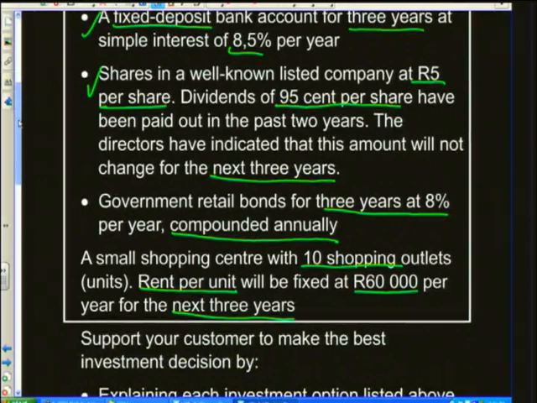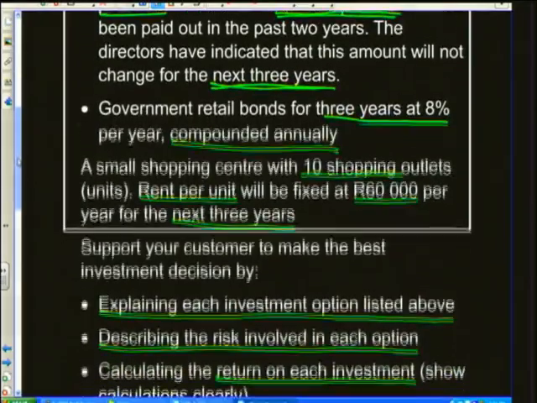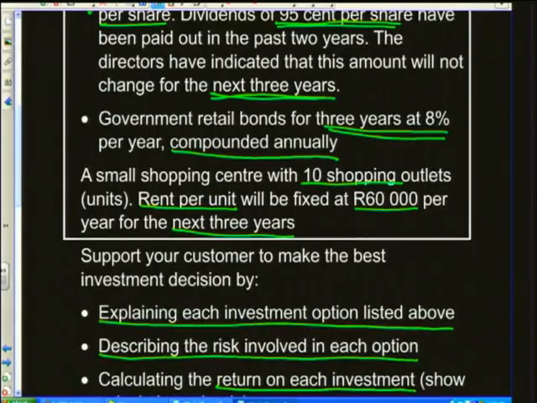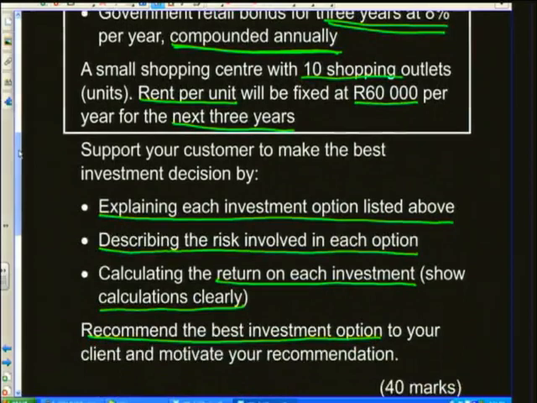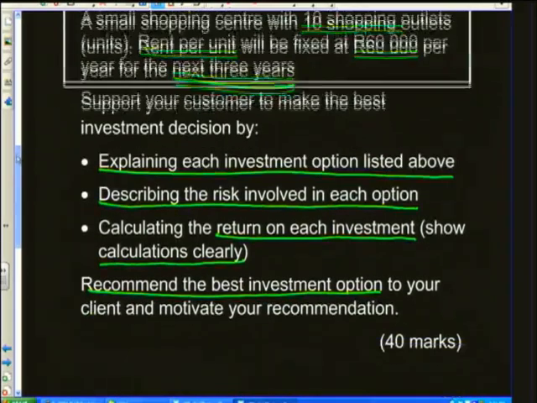Right. Shares in a well-known listed company. Okay, so we're talking about shares as well. 5 Rand per share. Dividends of 95 cents per share. Underline that. Next 3 years as well. Right. Government retail bonds. 3 years at 8%. Right. And it's compounded annually. Right. Very good to know that. Okay, then we're looking at a small shopping center with 10 shops and outlets. So the rent per unit is 60,000 Rand for the next 3 years. Right. So we've underlined all those things.